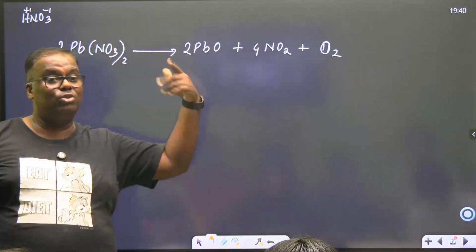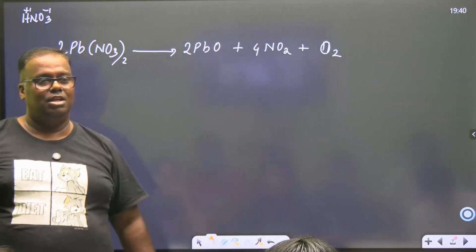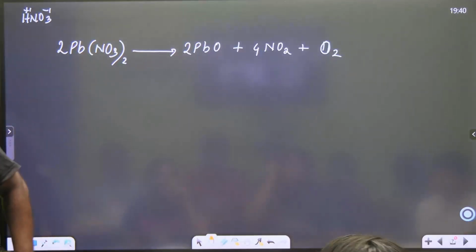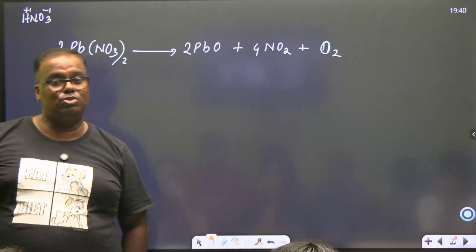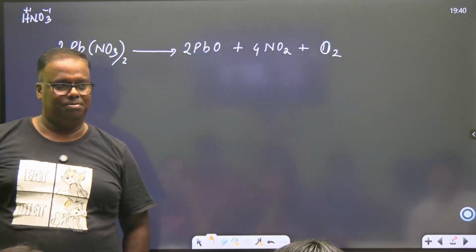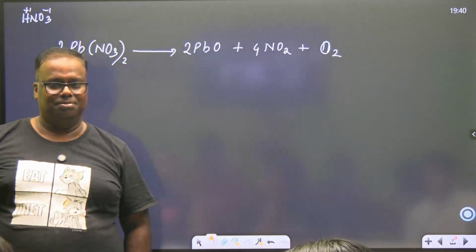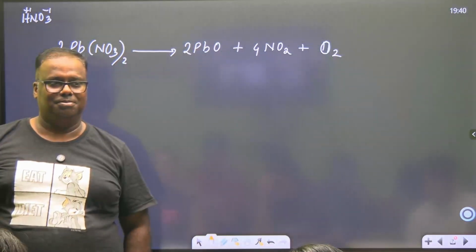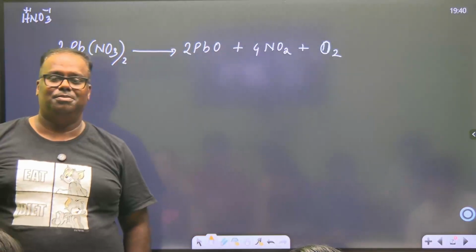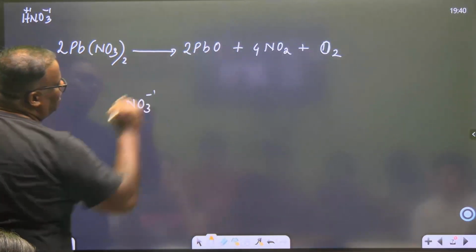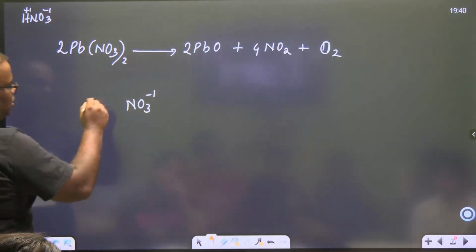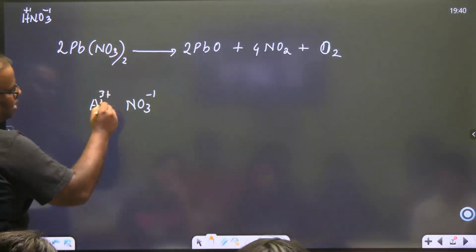It's trying to marry nitrate. So Zn(NO3)2. If this was with magnesium, Mg(NO3)2. If this was with aluminium, NO3 is 1 minus. Aluminium is 3 plus.